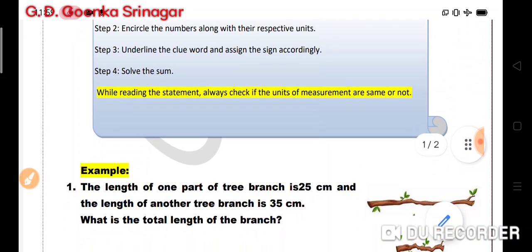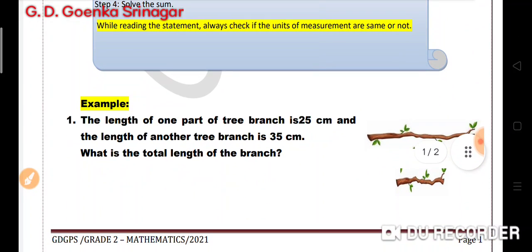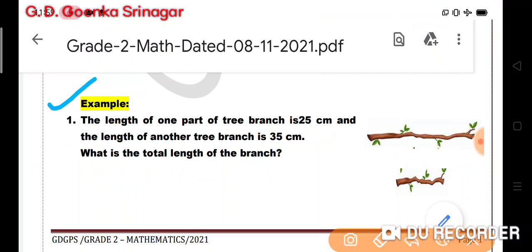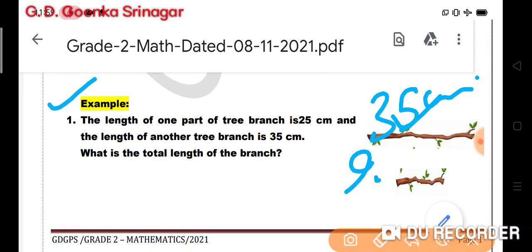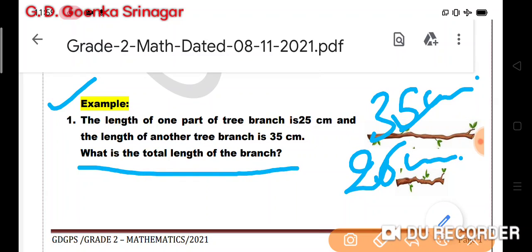Now let us have a look at the first example. The length of one part of a tree branch is 25 centimeters, and the length of another tree branch is 35 centimeters. So this is 35 centimeters, this is 25 centimeters. We have to find out the total length of the branch.